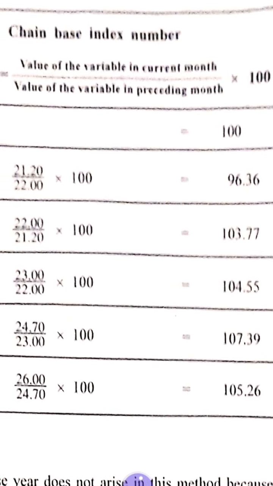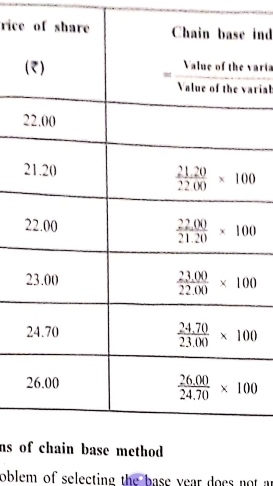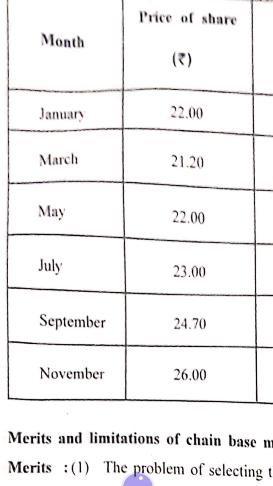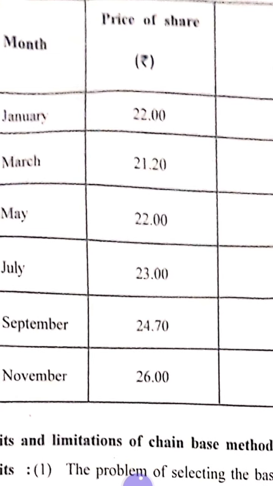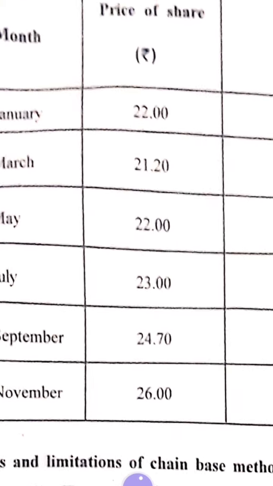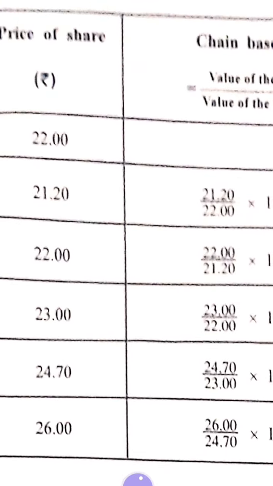It has not been given, and that's why for the first month, that is January, you are taking it as 100. Similarly, come to the second month, that is after January, because it is by monthly closing prices of the shares, right? We'll take March. The price of March is 21.20. So now 21.20 is for the current month, right? So that will come in the numerator.